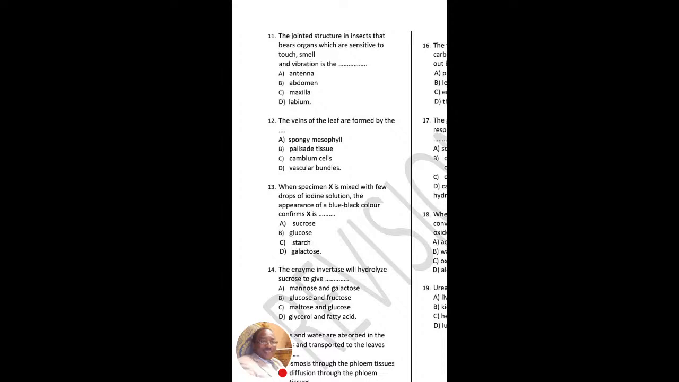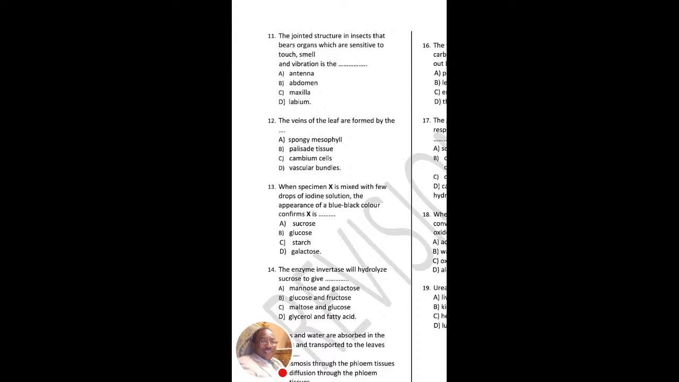Number 12. The veins of the leaf are formed from A. Spongy mesophyll, B. Palisade tissue, C. Cambium, D. Vascular bundle. The correct answer is the vascular bundle because vascular bundle contains xylem, which is supporting tissue, and also a conducting tissue.